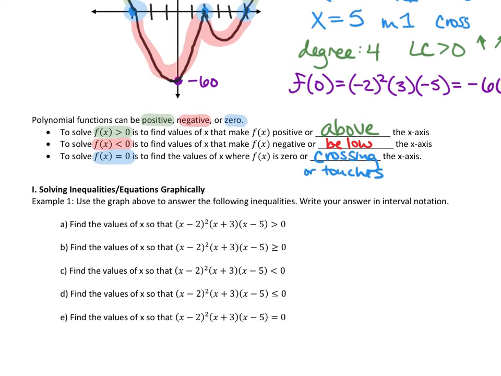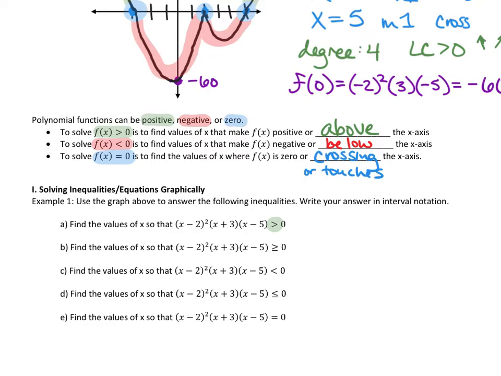So using the graph that we have above, so you have this graph on your paper, we're going to answer these questions. Now, this is all the equation that we graphed. Don't fret here, you already have this graphed. So this part A is just asking to find the values of x where the graph is purely above the x-axis. Greater than is above.